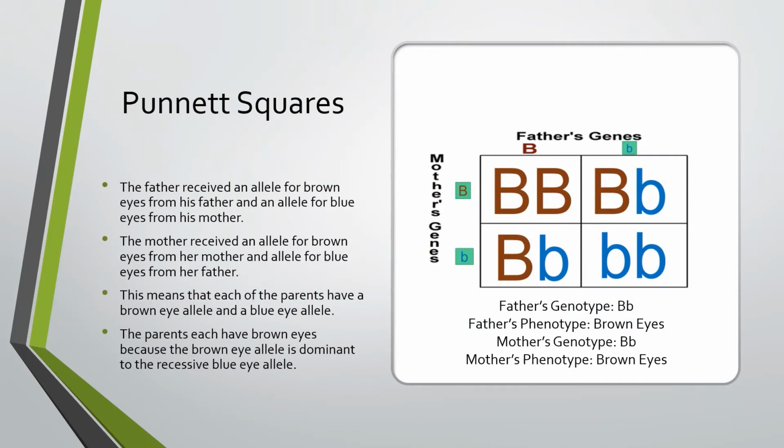In this situation, the father received an allele for brown eyes from his father and an allele for blue eyes from his mother. The mother received an allele for brown eyes from her mother and an allele for blue eyes from her father. This means that each of the parents has a brown eye allele and a blue eye allele. The parents each have brown eyes because the brown eye allele is dominant to the recessive blue eye allele.